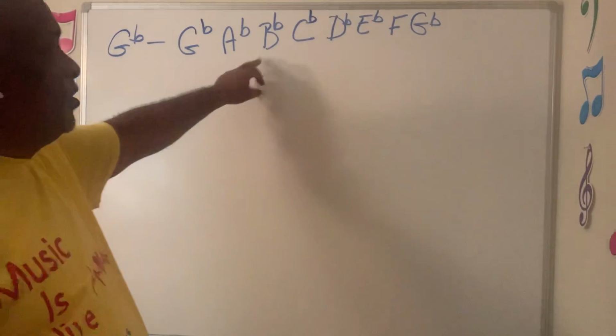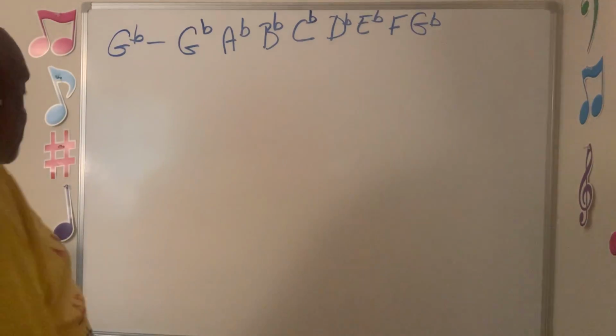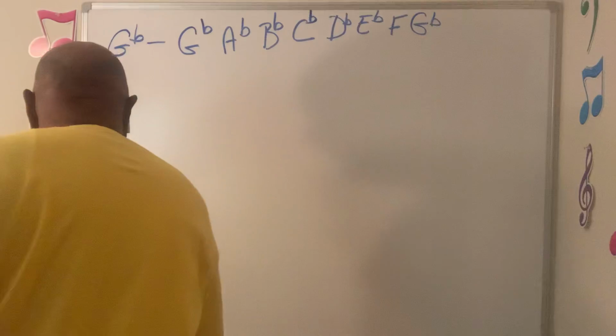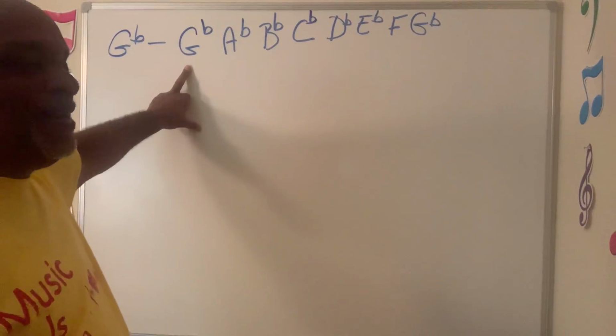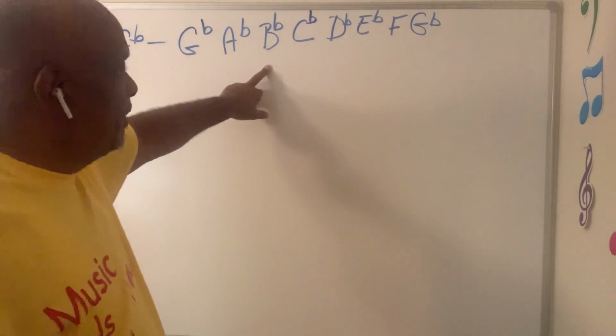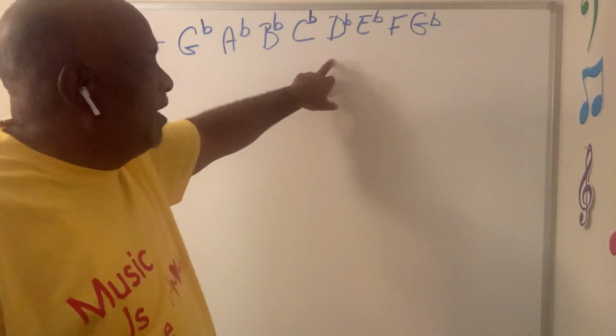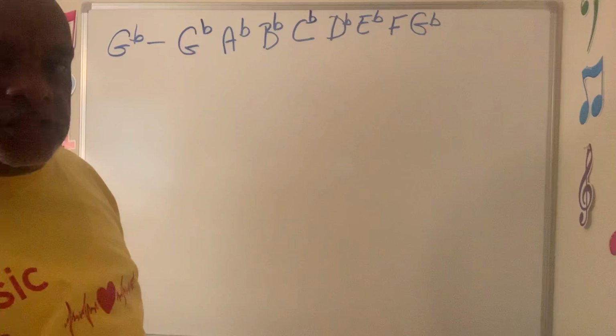So it's 1, 2, 3, 4, 5. All right, let's move on. Here we go. G flat, A flat, B flat, C flat, D flat, E flat, F, and back to G flat. Now that's the G flat scale.